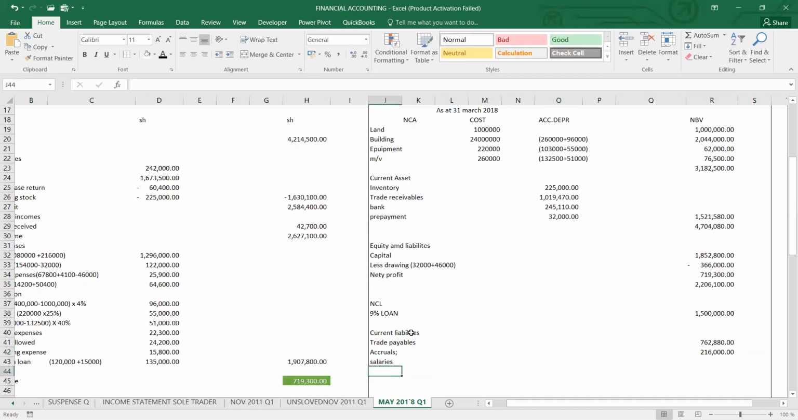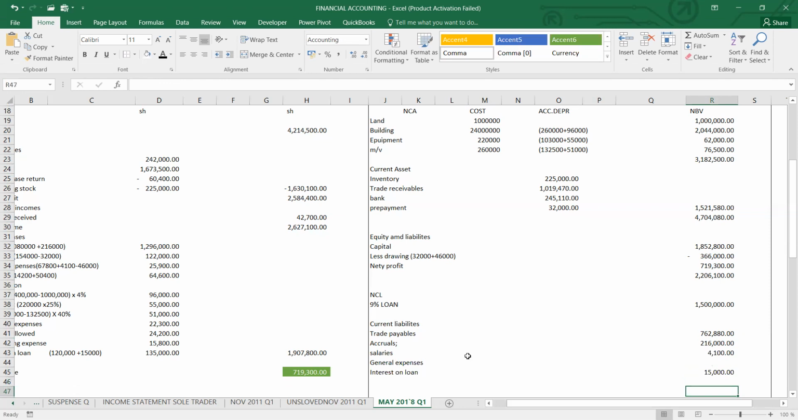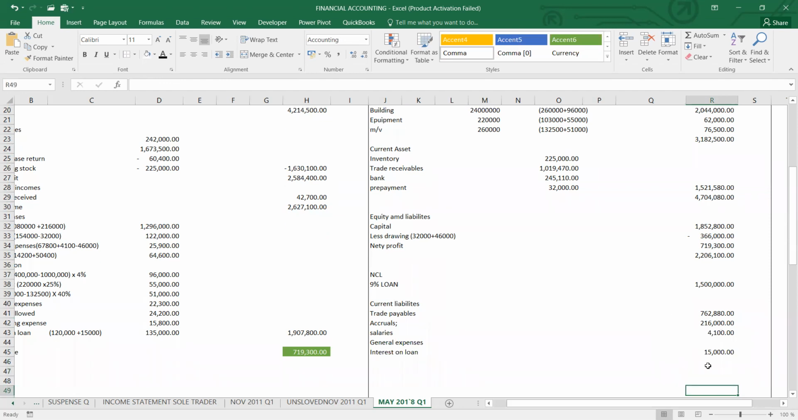Then we come to general expense, which was 41. And then we have interest on loan, which was 15,000. The total amount they should pay is 135, but they have paid 120. Meaning there is an accrual of 15. So you get now the total.